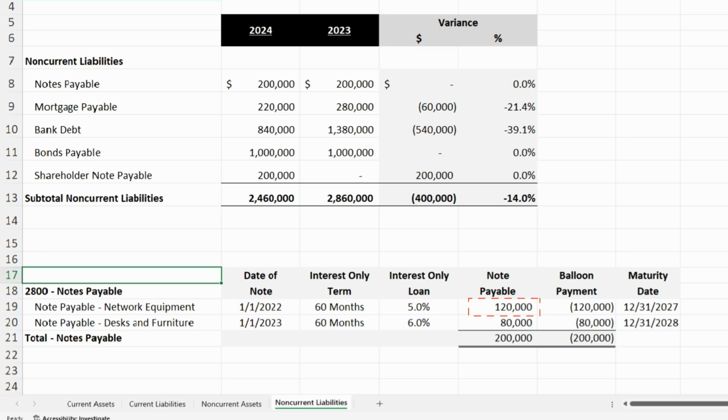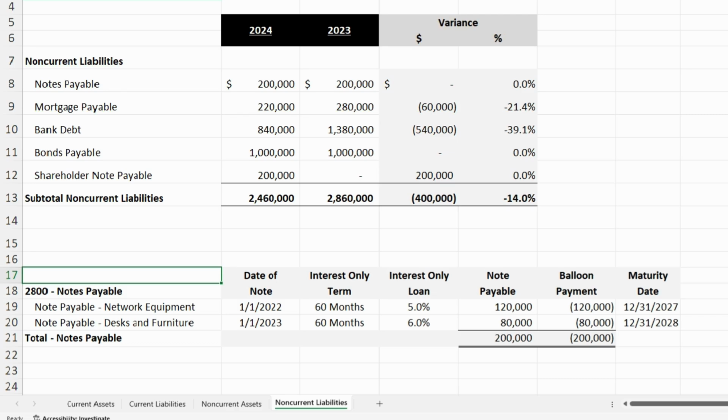The loan was $120,000, and the balloon payment is also $120,000, and that is due December 31st, 2027, at the end of the term. So at the end of the term, I've got to come up with $120,000 to pay off this loan, but I'm paying the interest along the way. I'm paying that 5% interest.